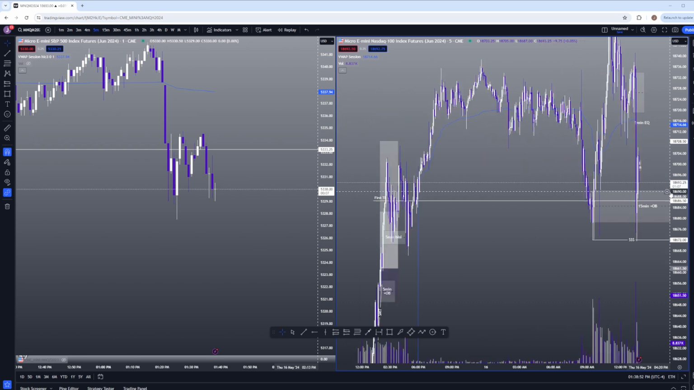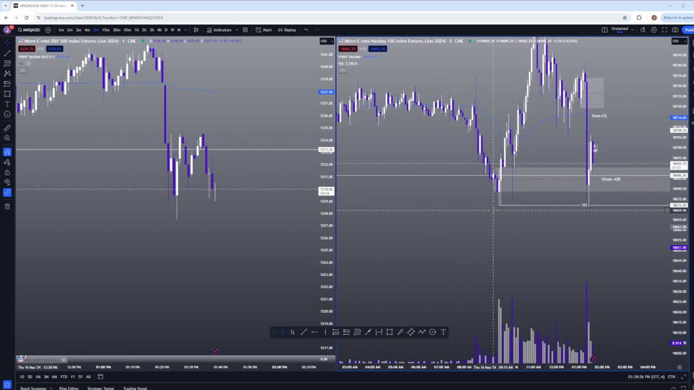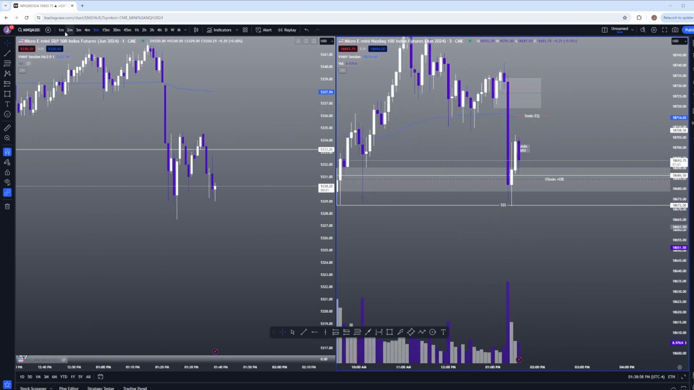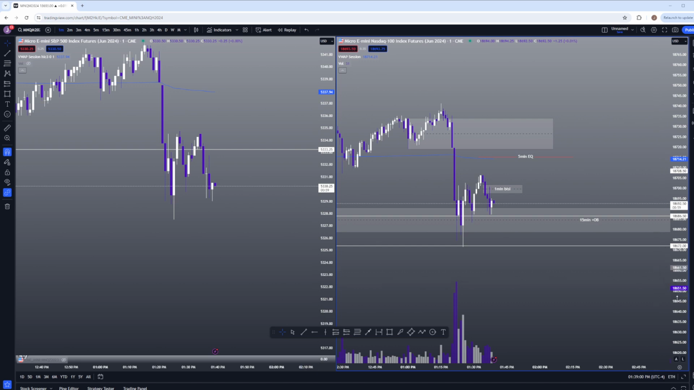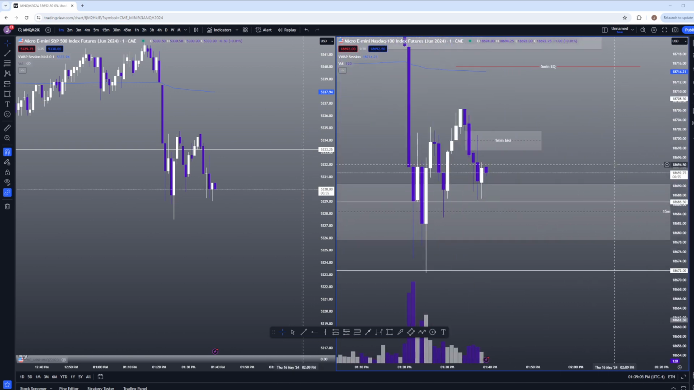All right, I want to see us really displace this range, our morning range, to the downside to really be convicted in the shorts. Right now you can see we're just kind of chopping on the 1 minute, ranging up and down. Just ranging up and down here.